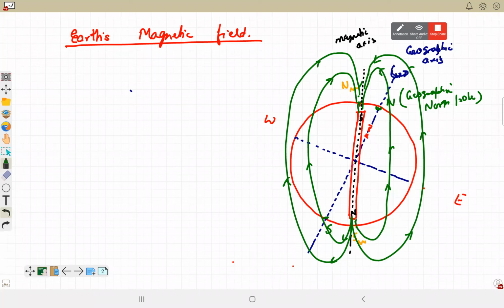Can you repeat this? Which part? The magnetic field part? Yes, sir. The direction of Earth's magnetic field? Yes, sir. Everything after that. I think my internet got choppy.